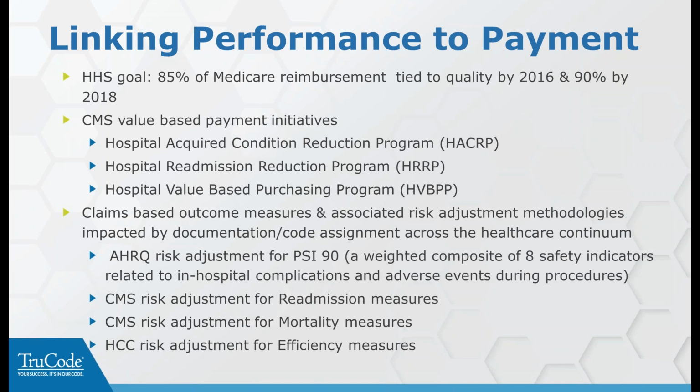The Hospital Value-Based Purchasing Program, which we have been implementing in stages for a while. Then we have claims-based outcome measures and associated risk adjustment methodologies that are impacted by documentation and code assignment across the whole continuum of healthcare. Starting with the AHRQ risk adjustment for PSI 90, which is a weighted composite of 8 safety indicators related to in-hospital complications and adverse events during procedures. The risk adjustment that CMS is starting to apply to readmission measures, the risk adjustment that CMS is starting to apply for mortality, and the HCC risk adjustment for efficiency measures.